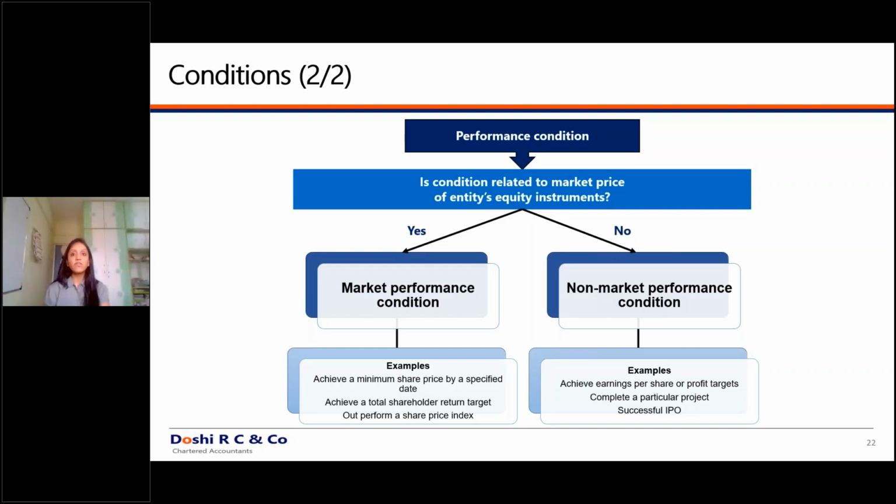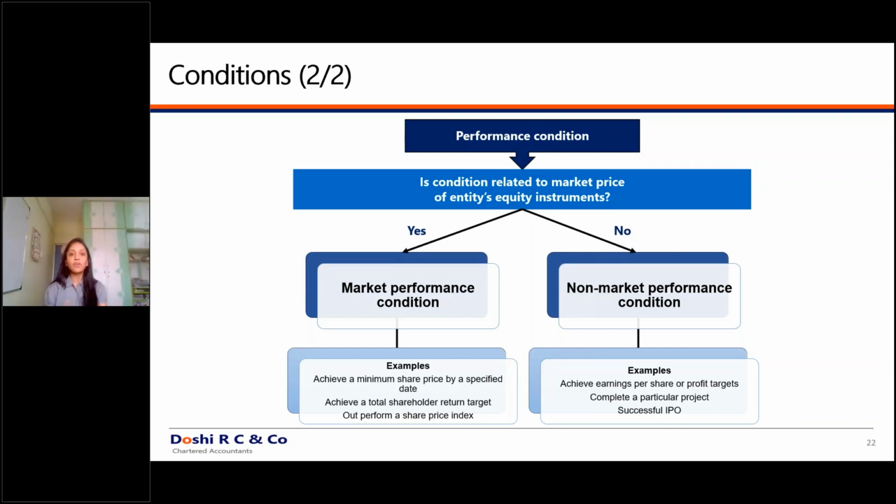So for example, you give a target. If the EPS is above this level, then these options will vest to you. If the EPS is not achieved above this level, then the options will not be available to you. So this might be one of the conditions. Or another condition might be that there should be 10% growth in revenue every year. This might be another condition.